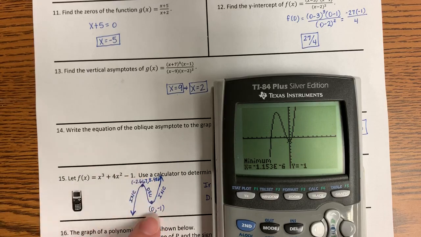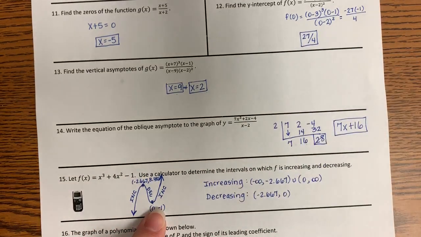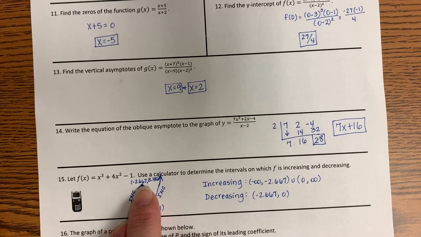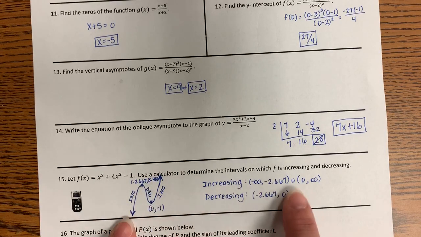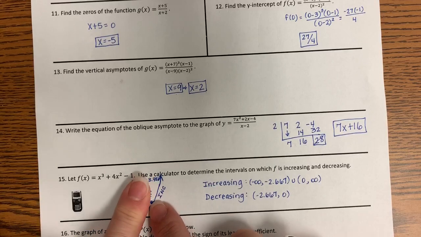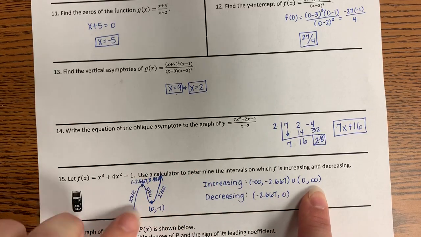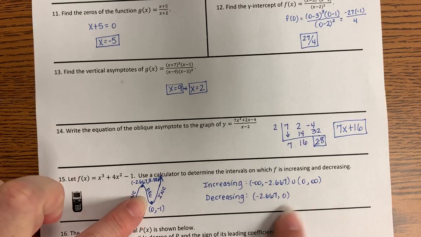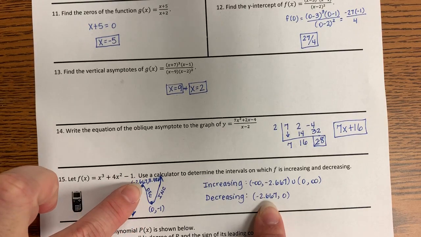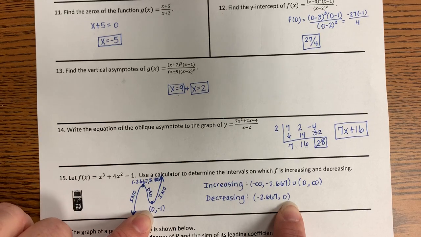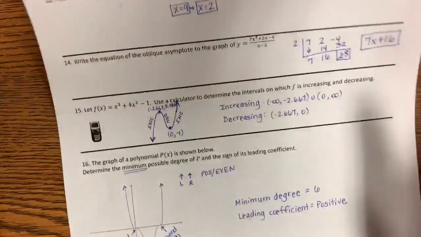So now I have both of those x values that I needed. So we're saying that it's increasing from negative infinity up to negative 2.667, union with, it's going to pick up and increase again from 0 to positive infinity. Okay, for decreasing, it's this little piece in between. So it's decreasing from negative 2.667 to an x equal to 0. Okay, one more to look at.